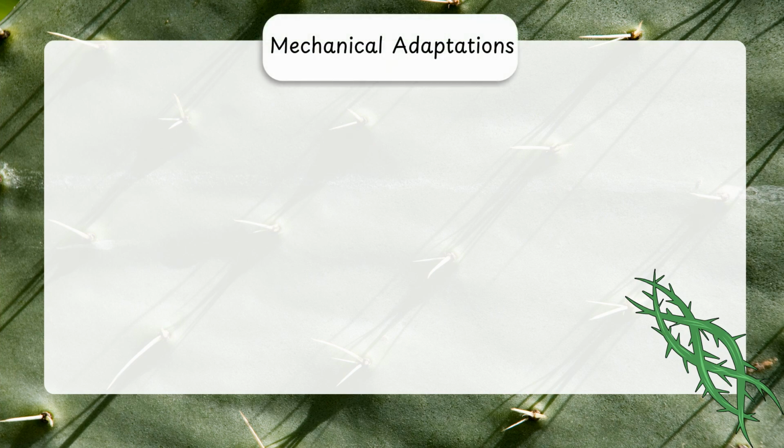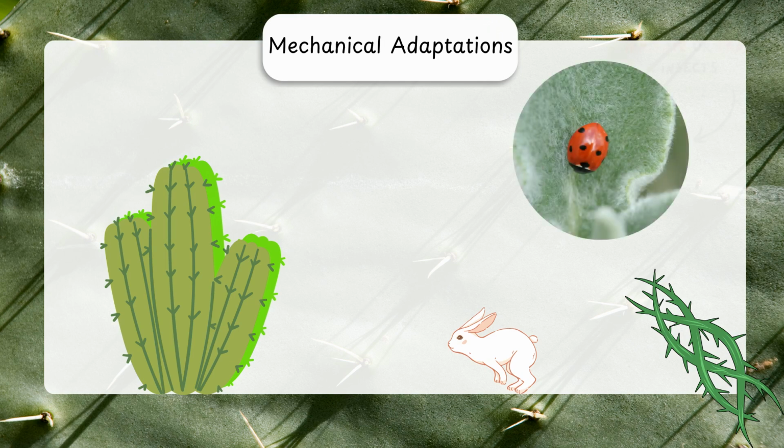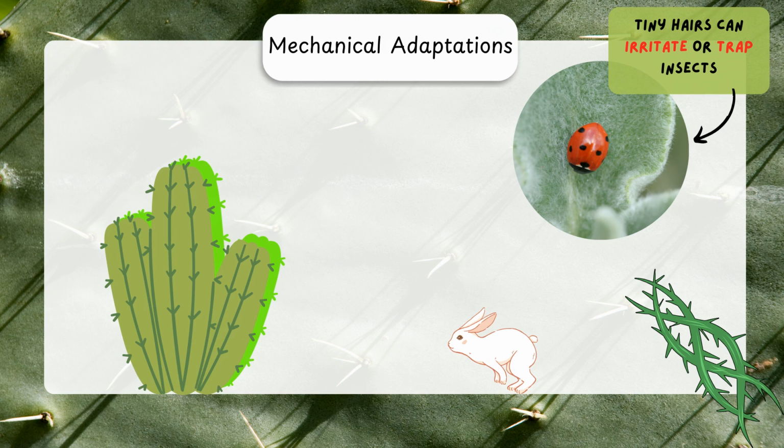In addition to physical and chemical defenses, some plants have developed mechanical adaptations to protect themselves from being eaten by herbivores. Some plants, like cacti, have thorns that can injure animals that are trying to eat them. Other plants have tiny hairs on their surfaces that can irritate or trap insects. This prevents the insect from feeding on them.